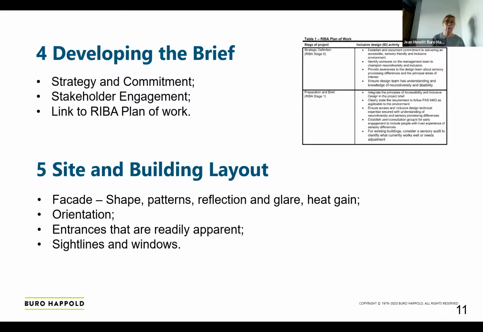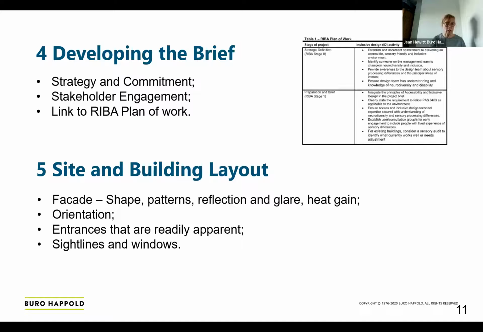We then start looking at, well, okay, what does the building look like? What is the shape of it? What sort of patterns do you have on it? What happens when it gives reflection and glare to people looking at it, and heat gain? And there's a lot of things that came out of the Helen Hamlin research that told us that we needed to look at some of these issues and how they affect people.